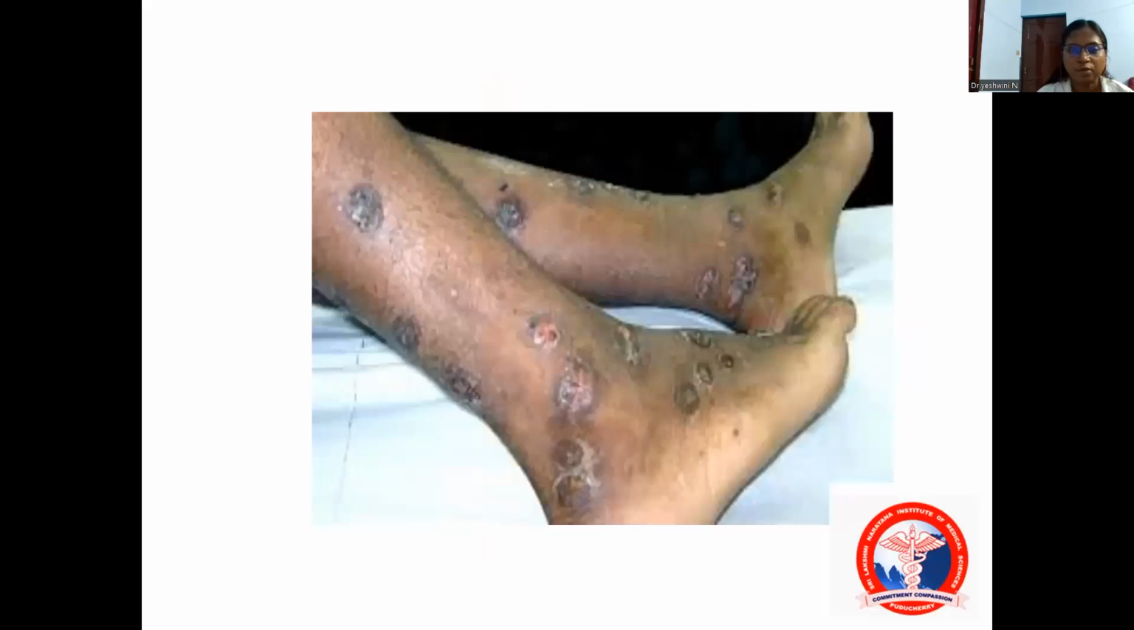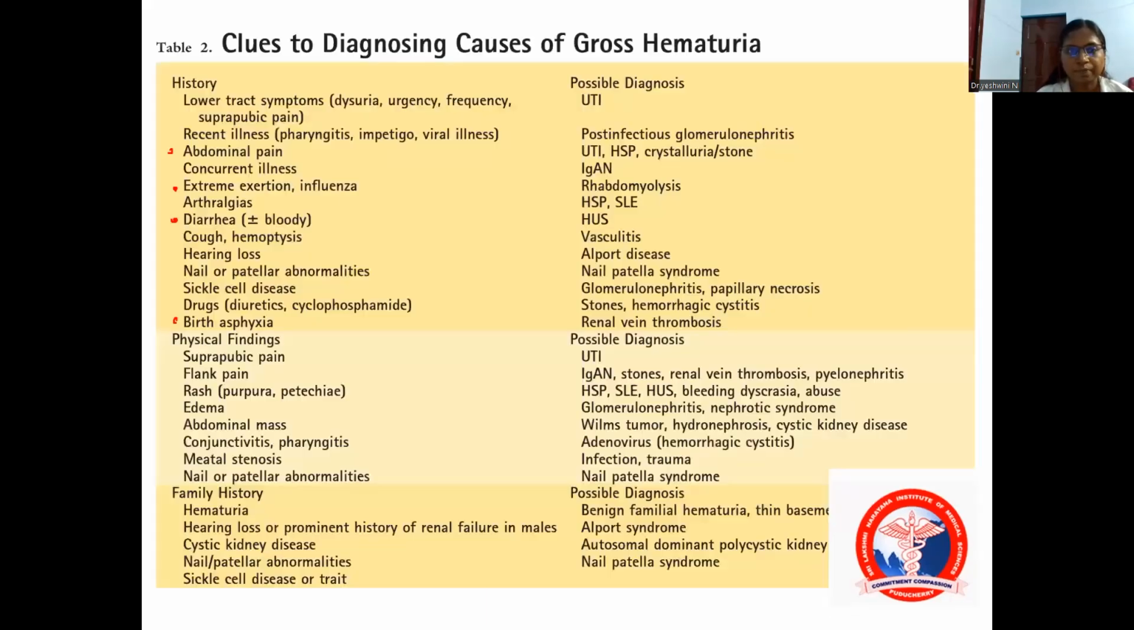This is pyoderma. If you find a child with pyoderma coming to you with hematuria, think of post-streptococcal glomerulonephritis. Some clues: actually, we have dealt with all the clues here, like UTI, everything. I'll deal with only what we have not done. A child presenting to you with a history of bloody diarrhea in the past, now presenting with oliguria, anuria, and anemia, think of HUS, hemolytic uremic syndrome.